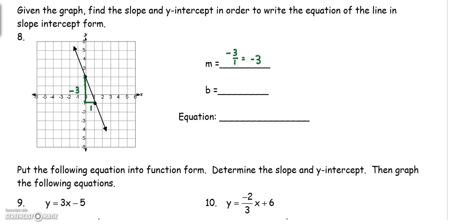So my slope is -3 over 1, which reduces to -3. My y-intercept is where I'm intersecting the y-axis. So I'm intersecting at this point, which is 0, 2. So my equation would be y equals my slope -3x plus 2.